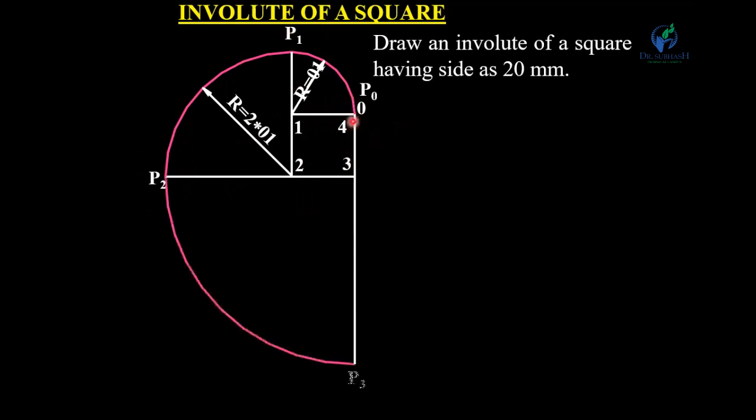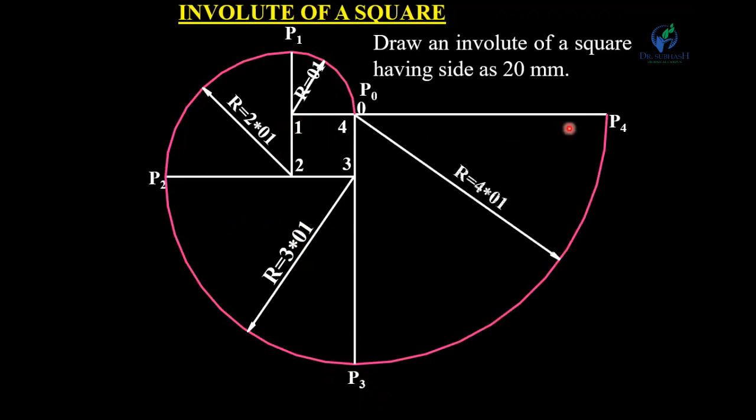Now similarly extend 3, 4, and with 3 as the center and radius equal to 3 into 0, 1, meaning 60 mm radius, draw an arc. You will get the point P3. Now extend 1, 4, and with 4 as the center and radius equal to 4 into 0, 1, meaning 80 mm, draw an arc. You will get the point P4 here.